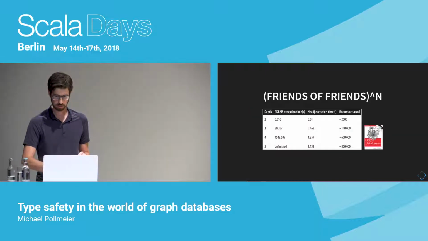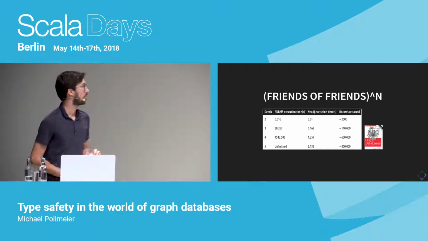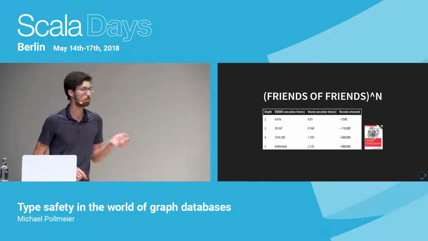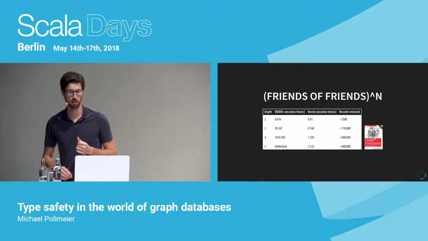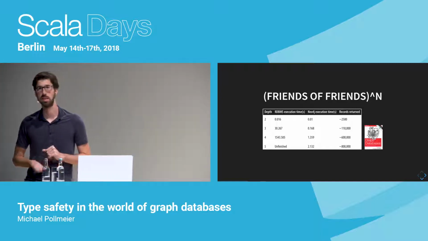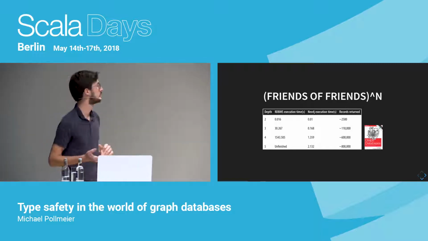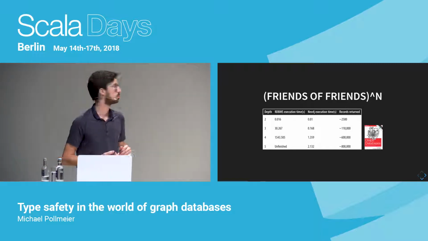Some propaganda. Most propaganda is free, and so is this one. That's from a book called Graph Databases from O'Reilly. It's written by the Neo4j guys, so it's apparently the most popular one around. It's certainly propaganda, but there's some truth to it.